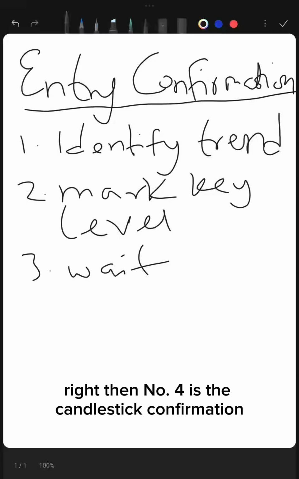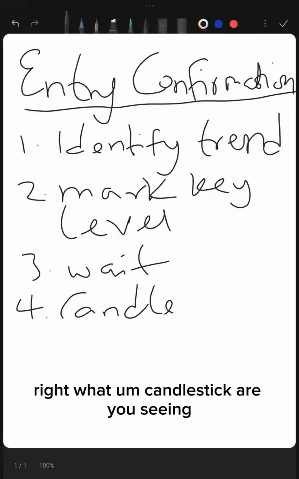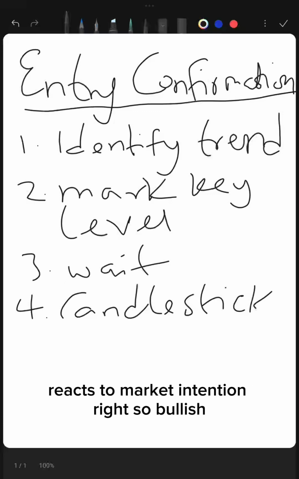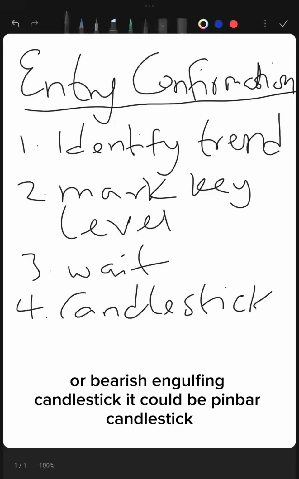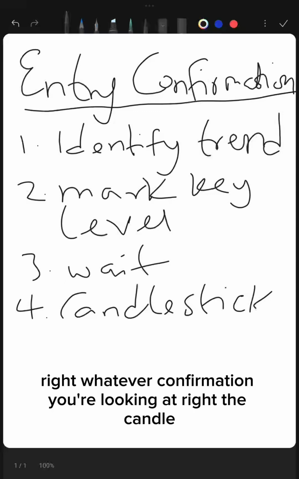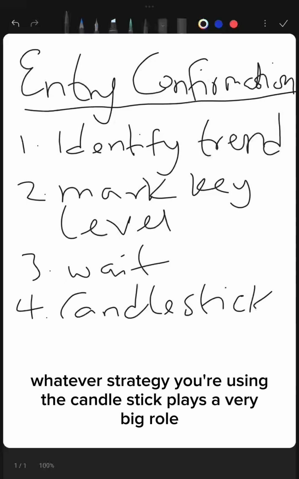Then number four is the candlestick confirmation. What candlestick are you seeing at your point of interest? The candlestick reacts to market intention. So it could be a bullish or bearish engulfing candlestick, a pin bar candlestick, or a strong momentum candle. Whatever confirmation you're looking at, if you're a price action trader, whatever strategy you're using, the candlestick plays a very big role.